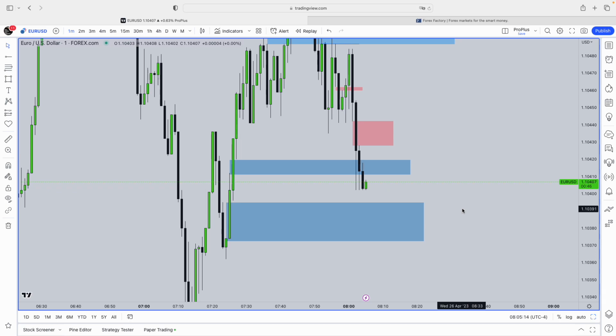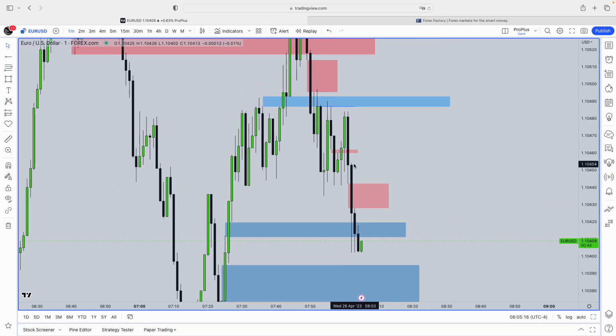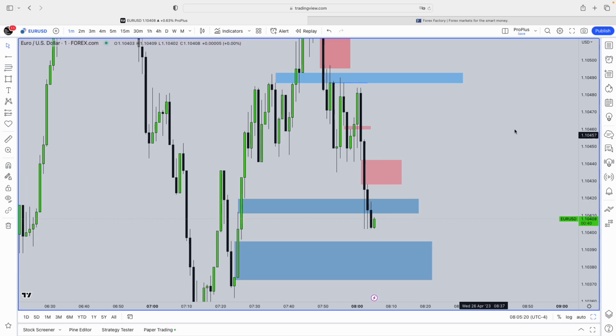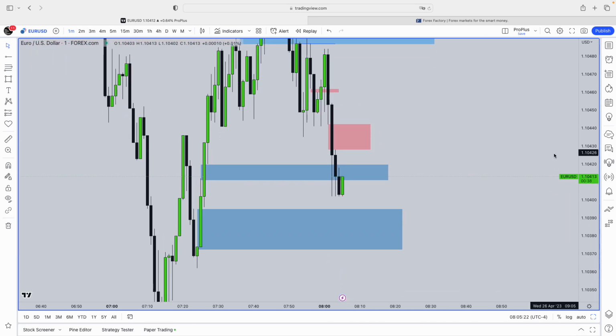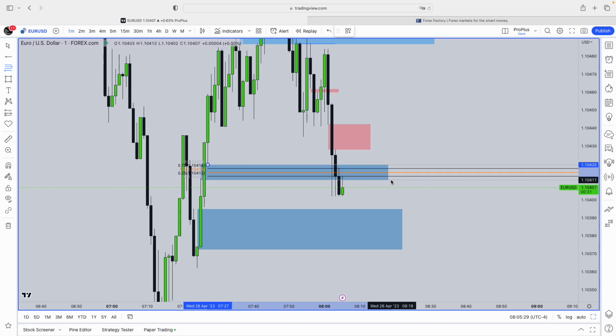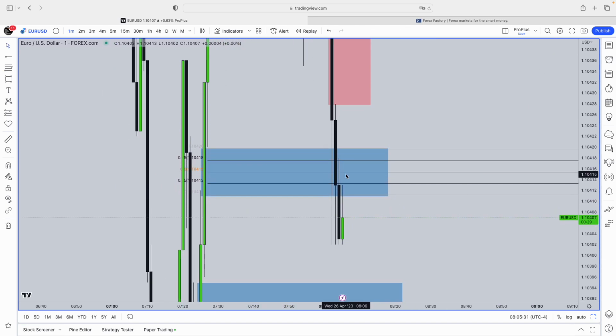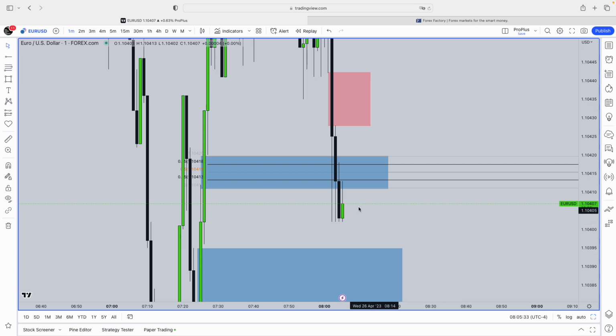Move stops. Stops could be moved anywhere around here. So let's get from here to there. The orange is the consequent encroachment, so I don't really want to see price close above the consequent encroachment.